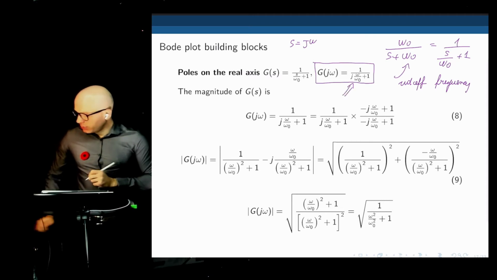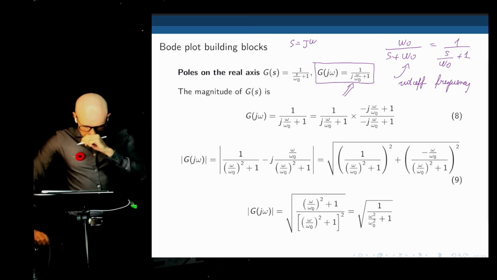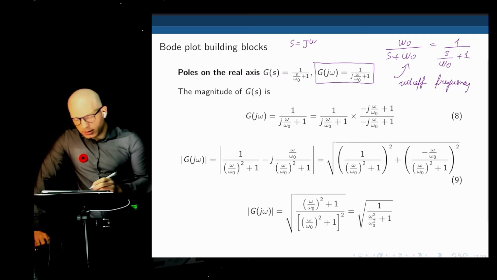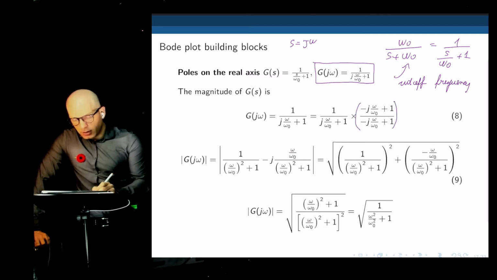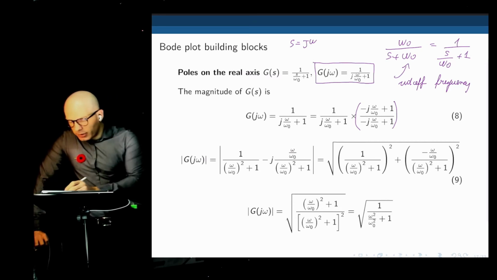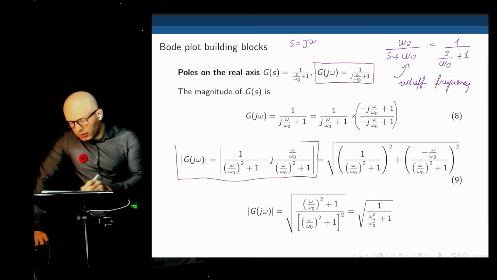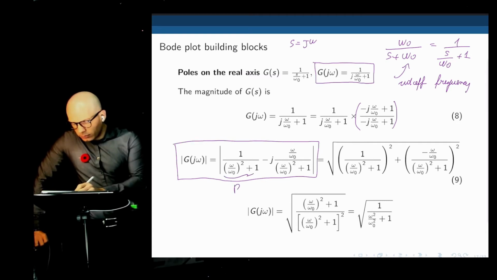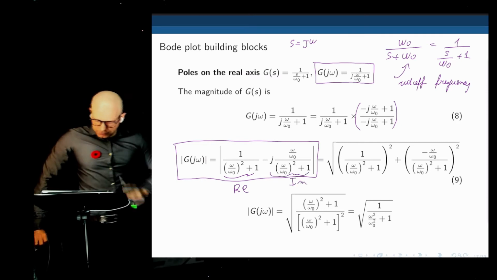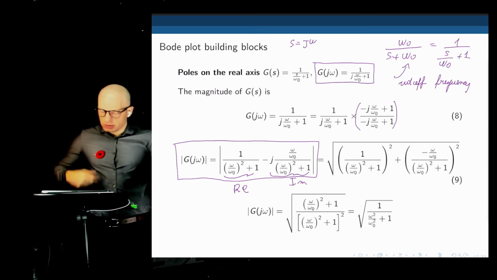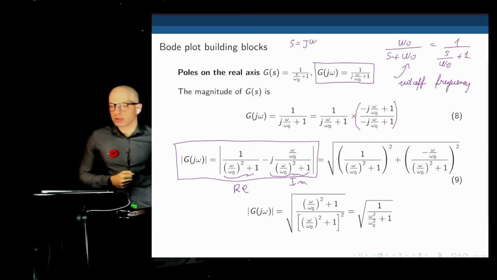And by replacing S with jω, this is what we get. Now to get rid of the complex variable in the denominator, as we did in the last lecture, just multiply the function by its complex conjugate. And here we have the expression that highlights the real and the imaginary part of the transfer function. With that, it's easier to calculate the magnitude. You just take the square root of the real squared plus the imaginary squared.